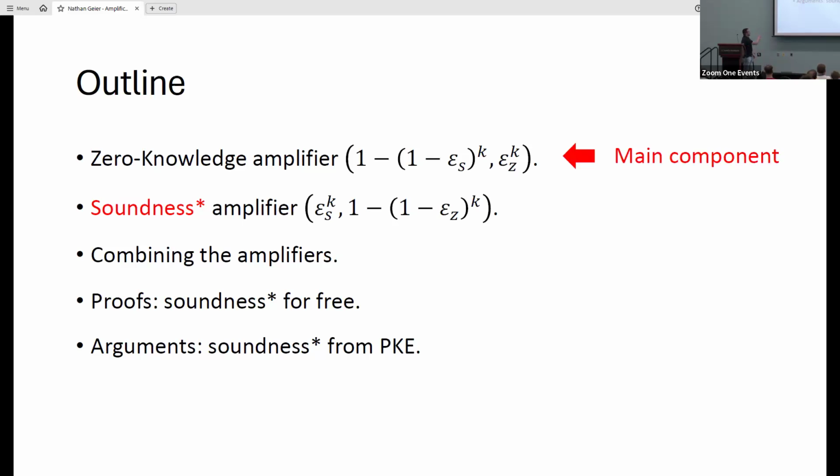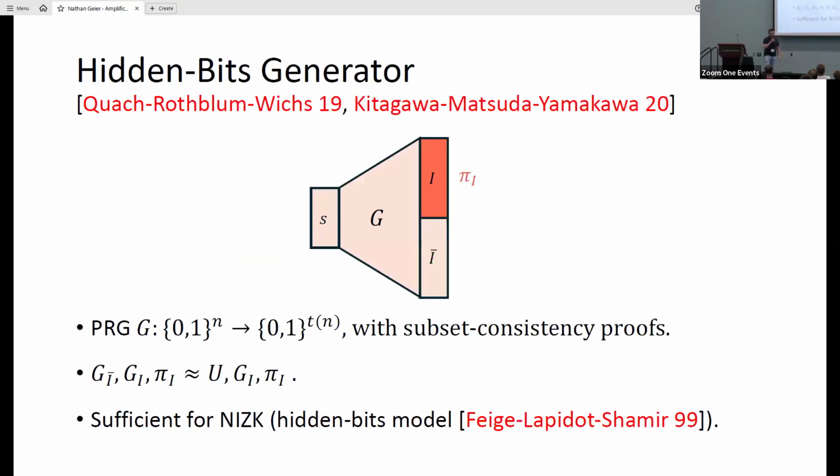Okay. But for the rest of the talk, I'm only going to focus on the first part, the zero knowledge amplifier. And you can even assume for simplicity for now that the soundness error is negligible and we are only trying to amplify zero knowledge. So let's see what that looks like.